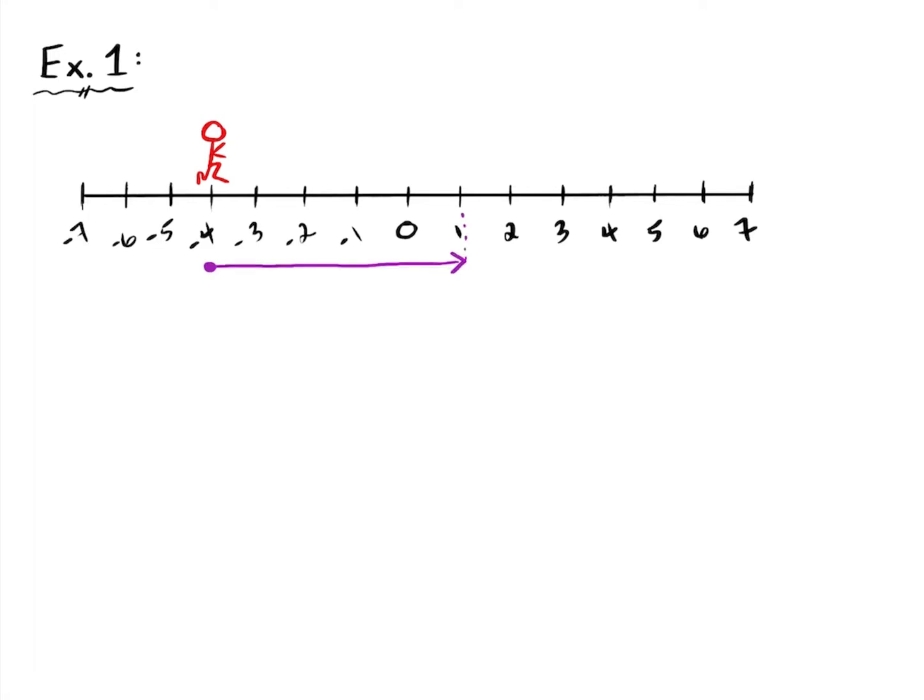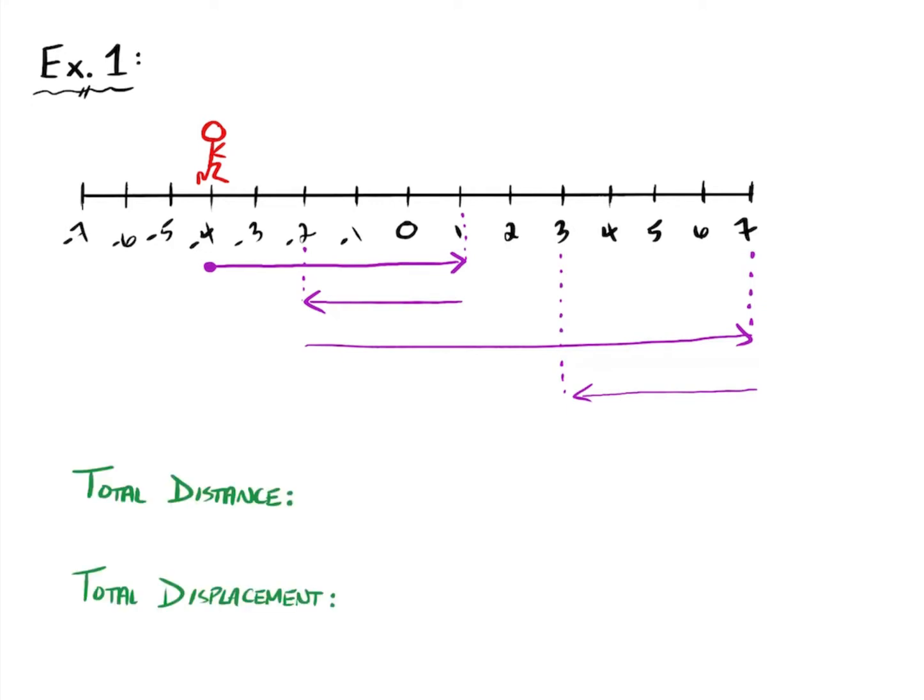So the first thing that runner does is run from the -4 mark to the +1 mark. From that point, they then run backwards to the -2 mark. From that point, they run all the way forward to the +7 mark. Then they run back to the +3 mark. And the question we want to know is, what total distance did this runner experience, and what total displacement did they experience? You can do this several ways.